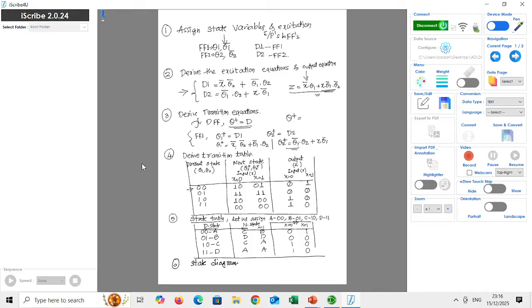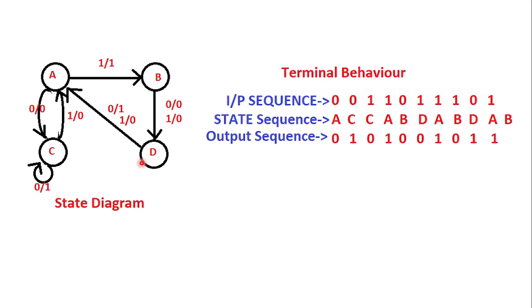So the last step in the analysis of any sequential circuit is the terminal behavior. So let's understand what a terminal behavior is. Now the circuit is given. The whole circuit can be understood by the state diagram.